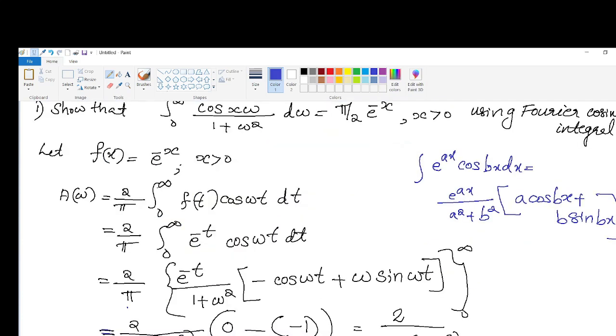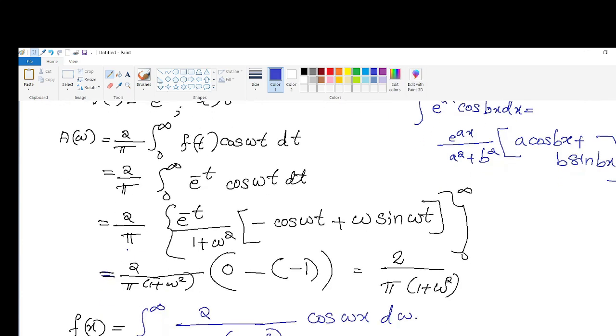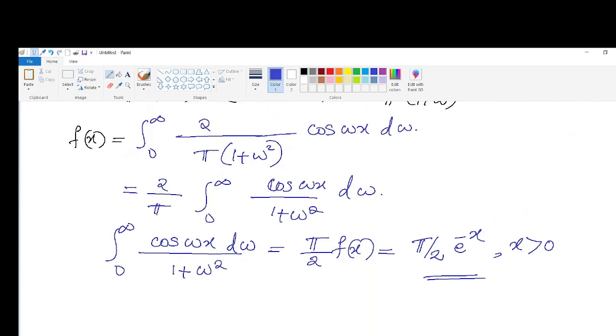Here we chose f of x as e raised to minus x. This function is even in the interval x greater than 0. If we are not considering this condition, then we cannot say this function is an even function. So note that point also here. So this completes the first problem.